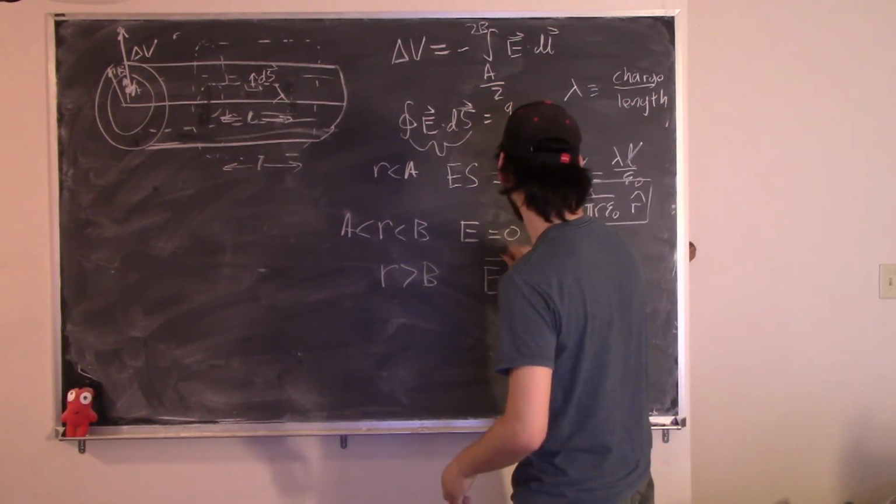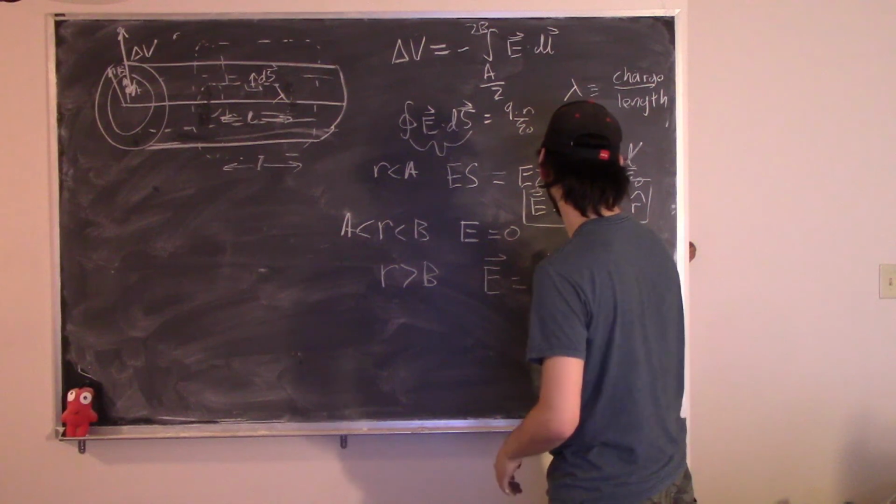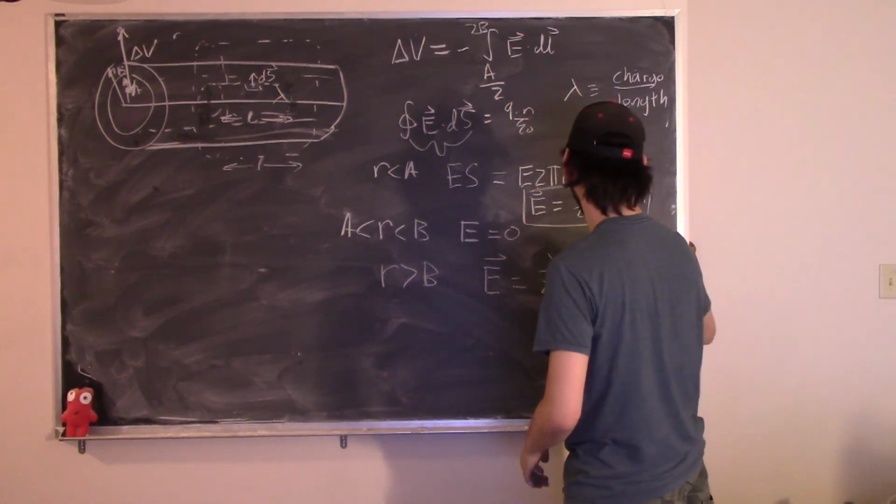So E vector is going to be equal to lambda divided by 2 pi r epsilon naught times r hat.